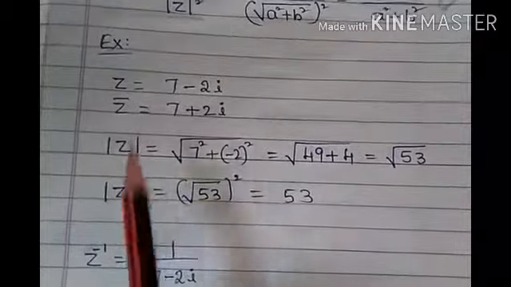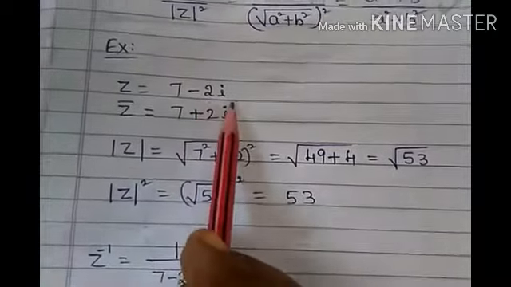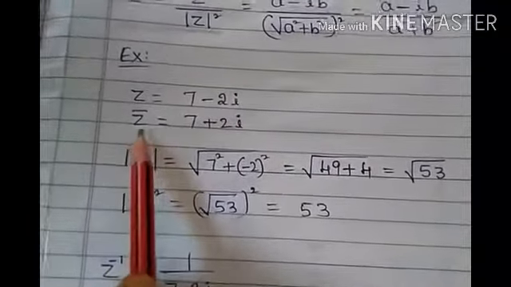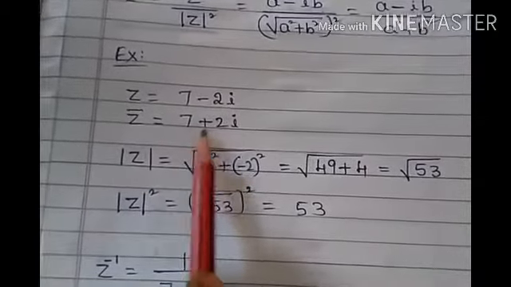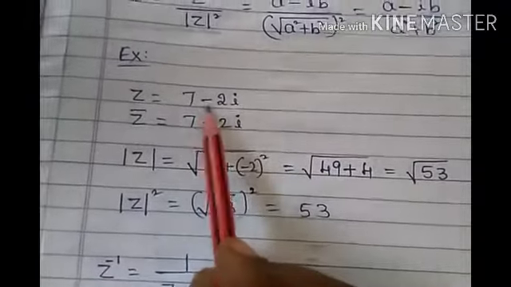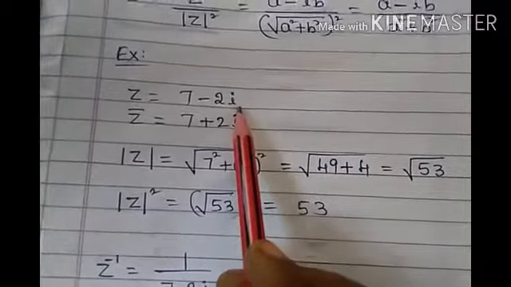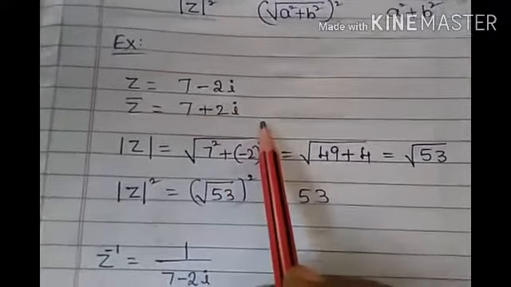Let us take an example. Z equal to 7 minus 2i. Z bar, that means the conjugate of Z, is equal to 7 plus 2i. Simply change the sign of the imaginary part, so you will get 7 plus 2i.